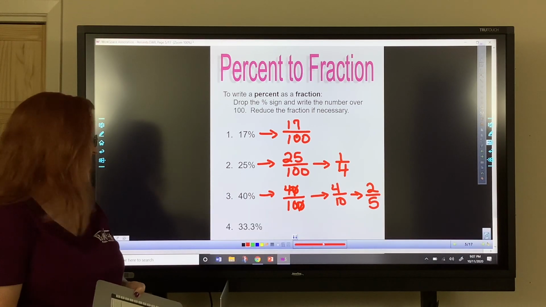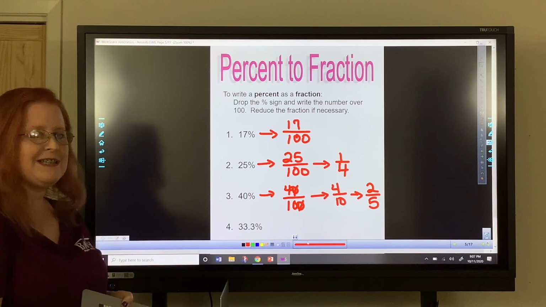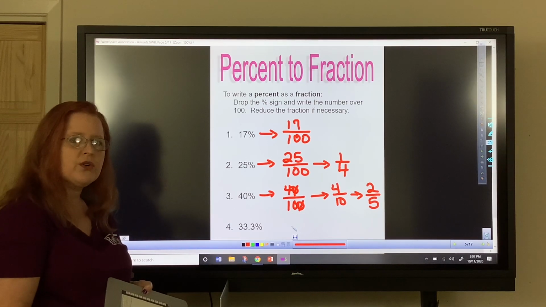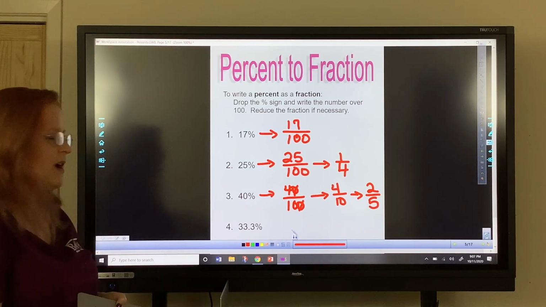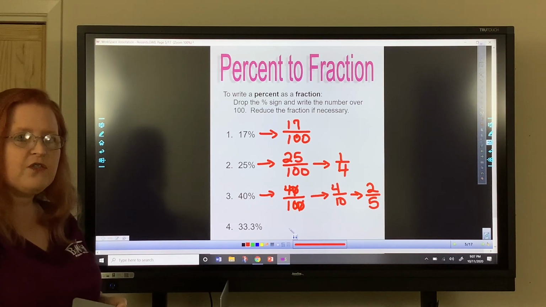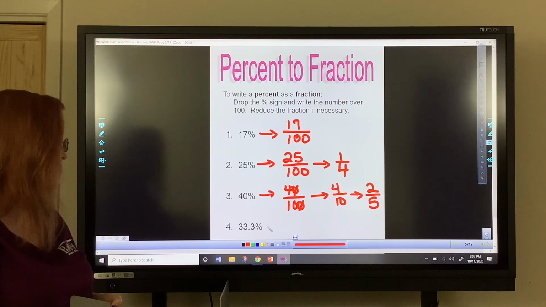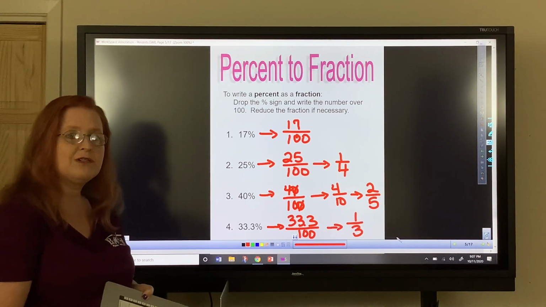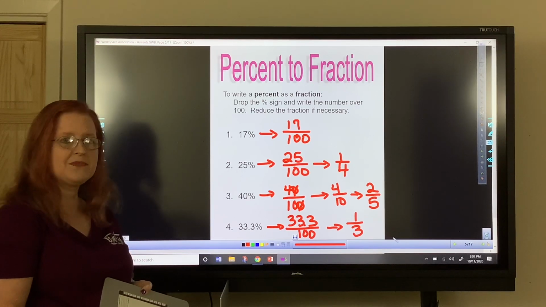And the last one, 33 1/3%. Ooh. Okay, so now we have a decimal over 100. This is where I was talking about those benchmark fractions. And hopefully by now, if you just apply the rule, you would get 33.3 over 100. But hopefully you know that that is approximately 1/3. Okay.